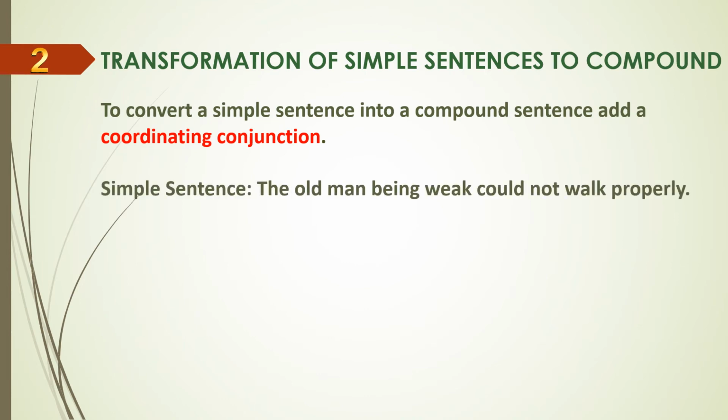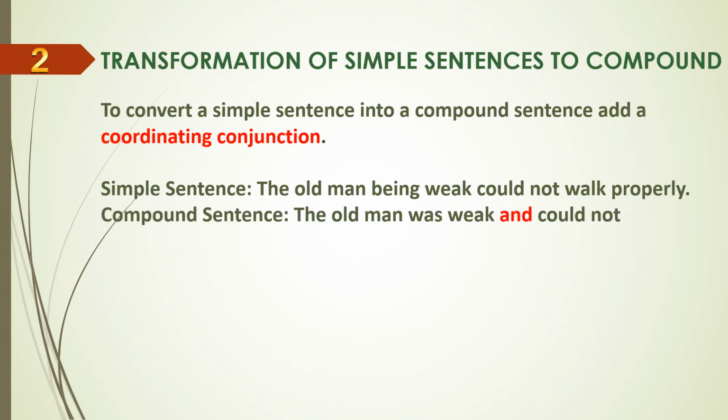So now, "The old man being weak could not walk properly" is a simple sentence. We change it to compound by adding a coordinating conjunction: "The old man was weak and could not walk properly." Two main clauses joined by a coordinating conjunction, and.